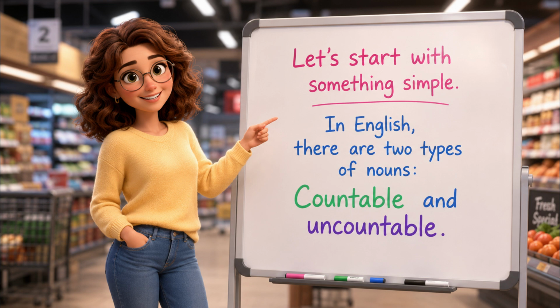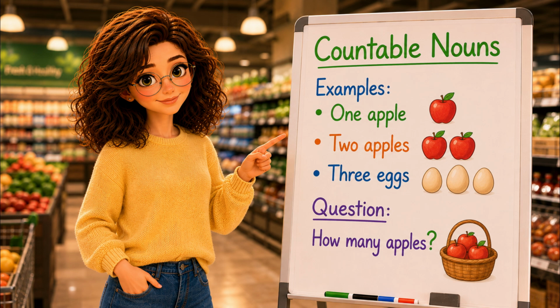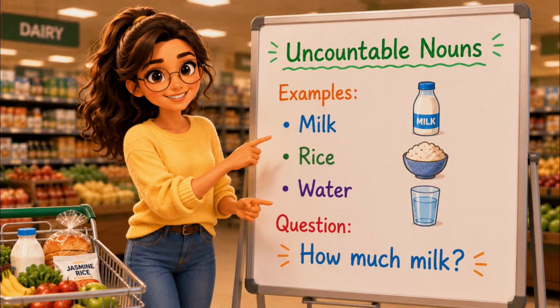In English, we have 2 types of things, countable and uncountable. Countable things are easy. We can count them. 1, 2, 3. Examples: 1 apple, 2 apples, 5 eggs. So we say, how many apples? Say it with me. How many apples? Again, how many apples?